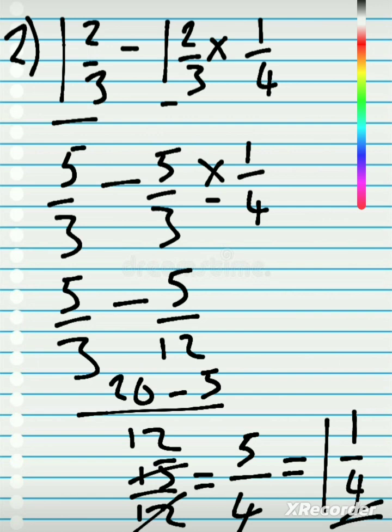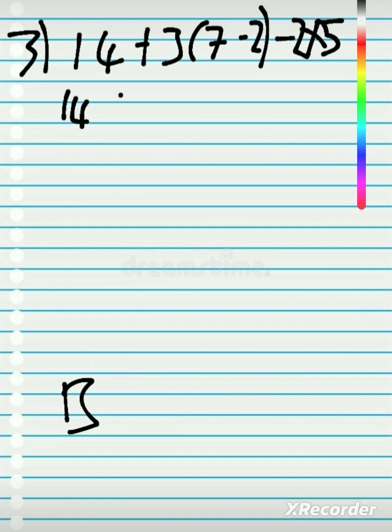We go to question 3. Question 3 comes from BODMAS. It says 14 plus 3 open bracket 7 minus 2 close bracket, minus 2 times 5. On BODMAS, B is for brackets, so we start with brackets. So it's going to be 14 plus 3 times 7 minus 2 is 5, minus 2 times 5.